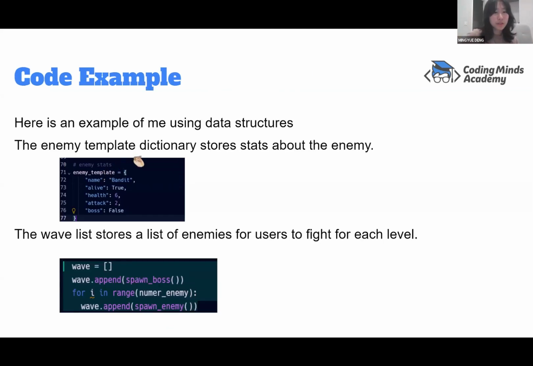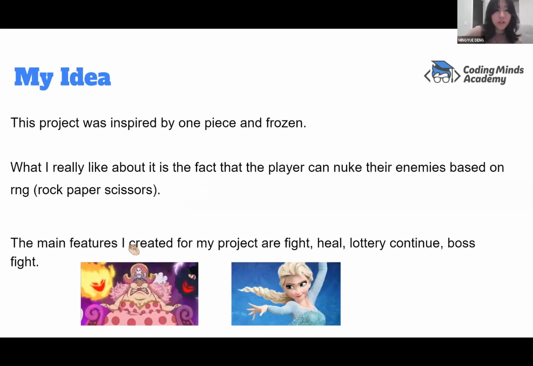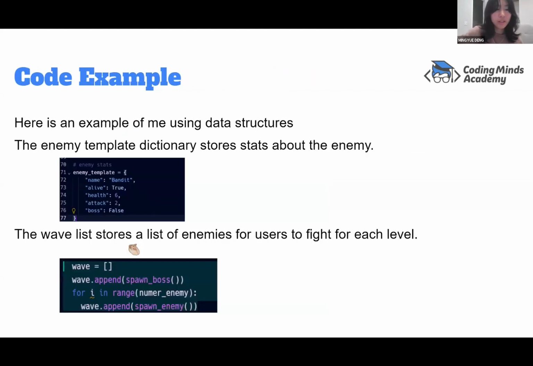This is a code example. The enemy sampling dictionary stores stats about the enemies. As you can see here, the enemy's name is Bandit, and it's gonna get nuked. The wave list stores a list of enemies for users to fight for each level. As you can see here, when you fight a certain amount of enemies and defeat them, a boss spawns.